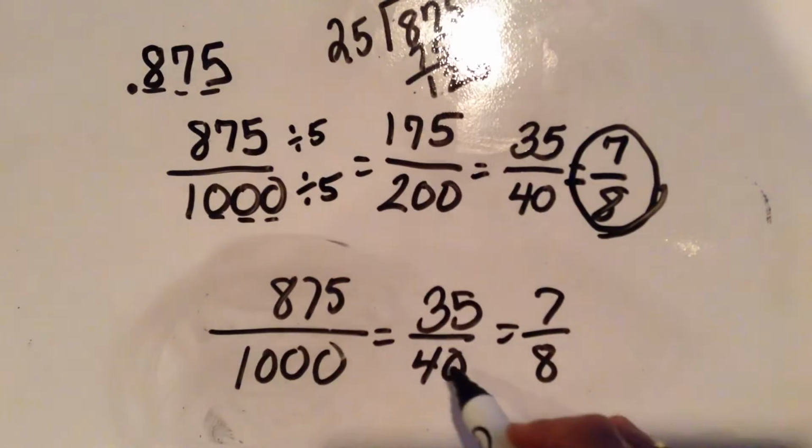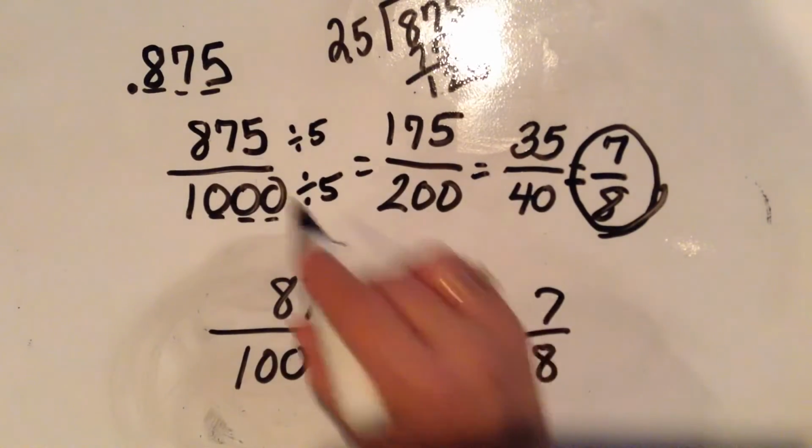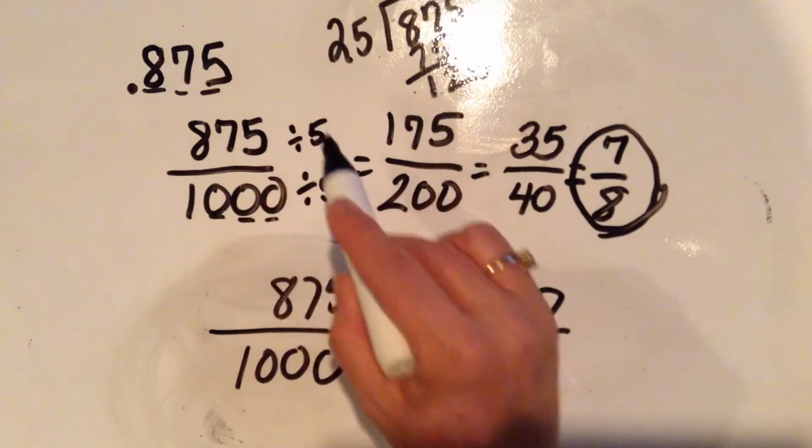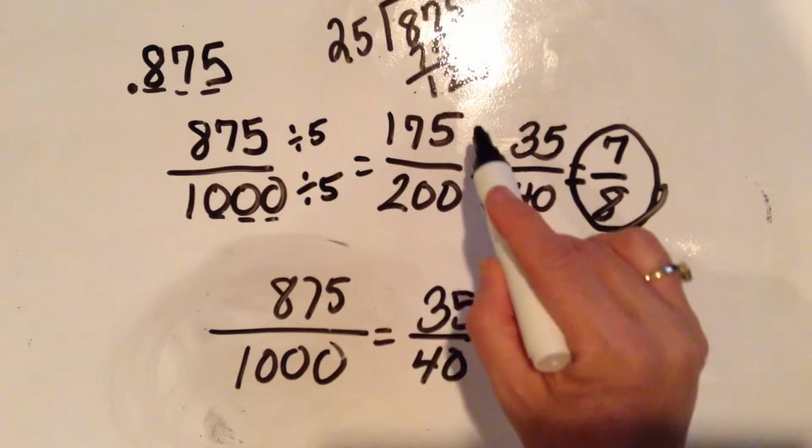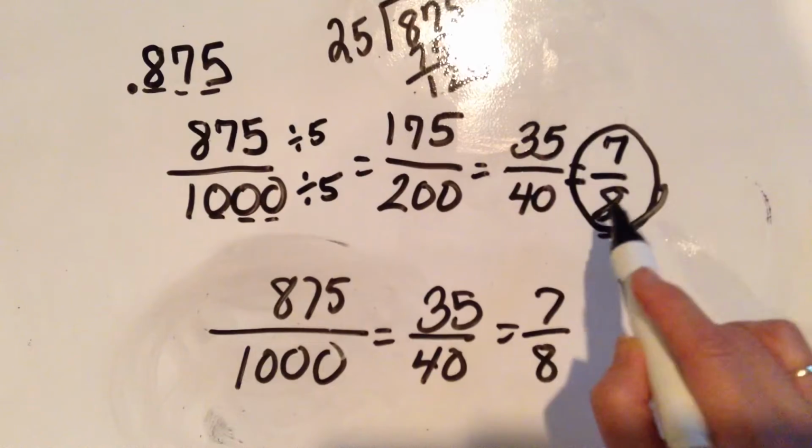So just dividing by 25 eliminated one step. But you can just go ahead and divide by 5 if you want, then divide by 5 again, and then divide by 5 again.